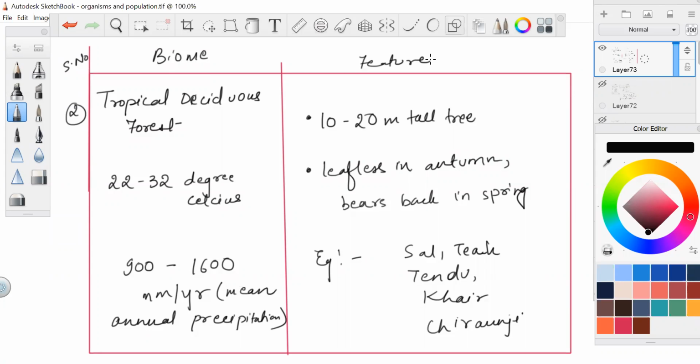Tropical forest is divided into two, tropical rain and tropical deciduous. Similarly, temperate is also divided into two categories. One forest will be having broad leaves and one forest will be having plants having narrow leaves.